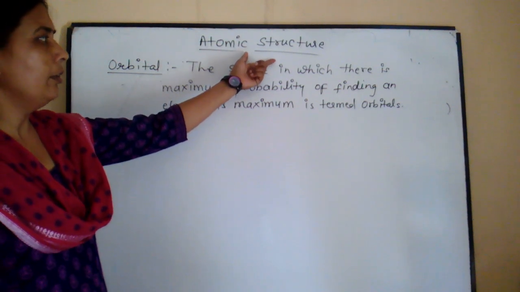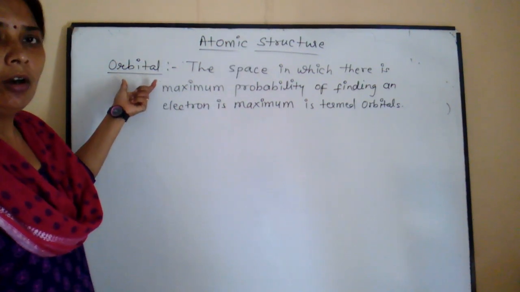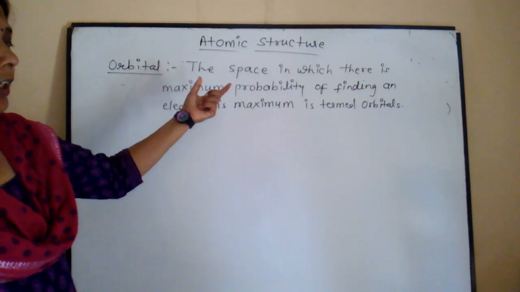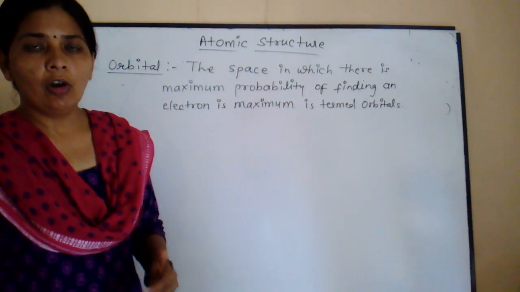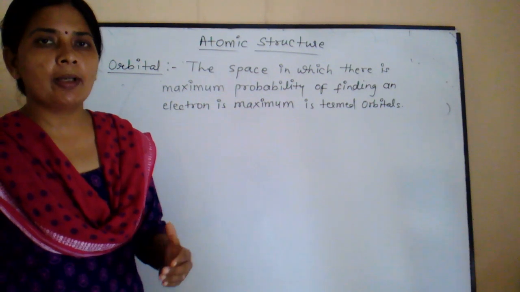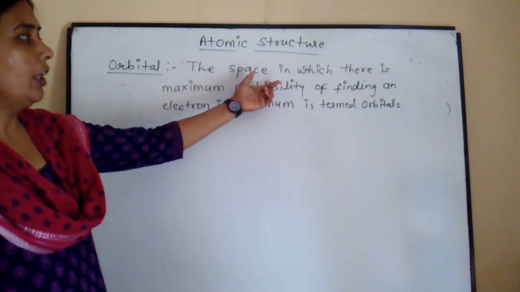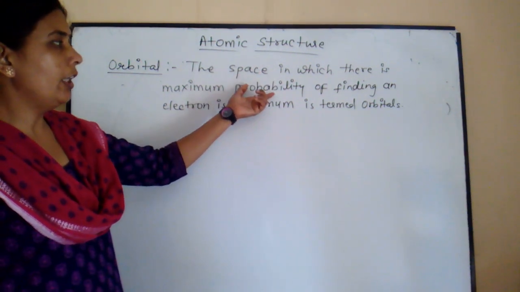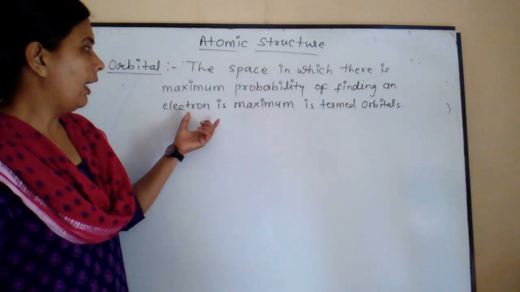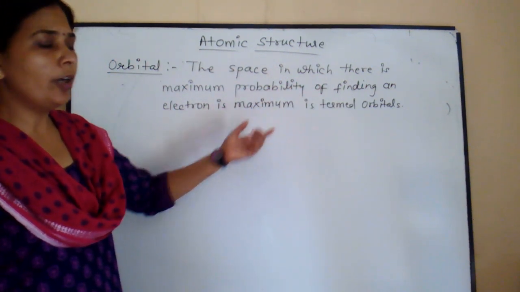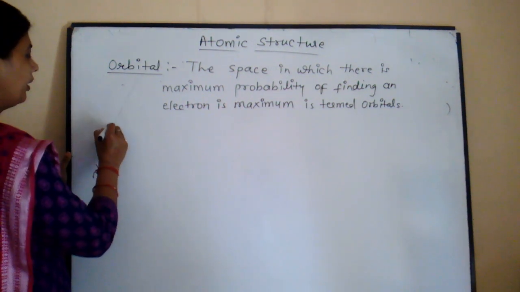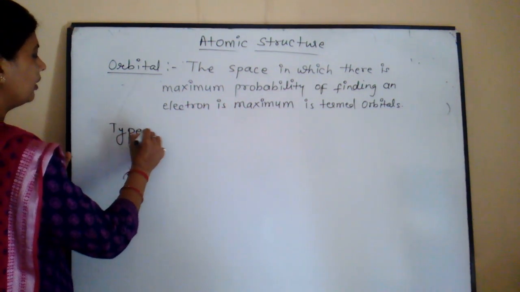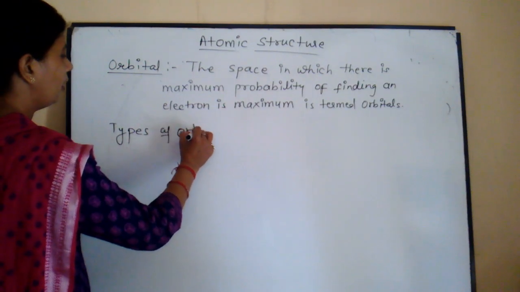In the atomic structure unit, we take the topic orbital. The orbital is the space around the nucleus where the probability of finding an electron is maximum. The space in which there is maximum probability of finding an electron is known as orbital. After this, we see the types of orbital.